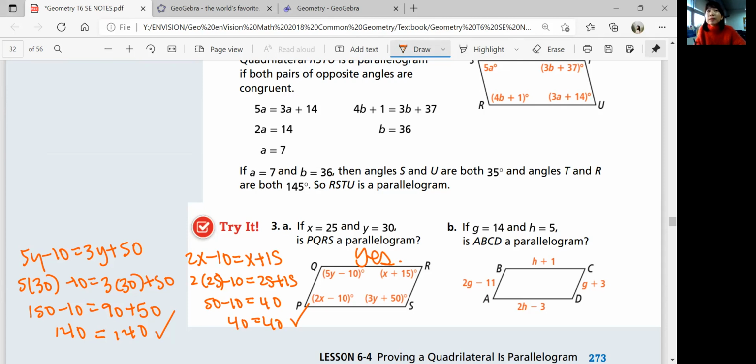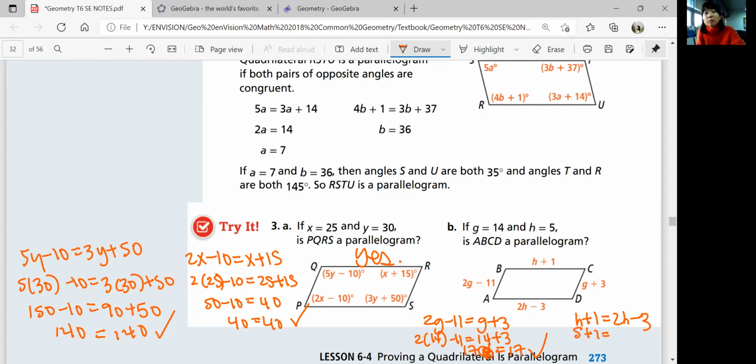Okay, show work. Part B. That's the same type of problem. If G is equal to 14, H is equal to 5, is this a parallelogram? Set the equation up. 2G minus 11 must be G plus 3. And H plus 1 must be 2H minus 3. And if G is 14, 2 times 14 minus 11 must be equal to 14 plus 3. And obviously, that's not going to equal itself. But let's figure that out. 2 times 14 is 28. And then minus 11 is 17. 17 is equal to, yes, 17 is equal to 17. Okay, so this works.